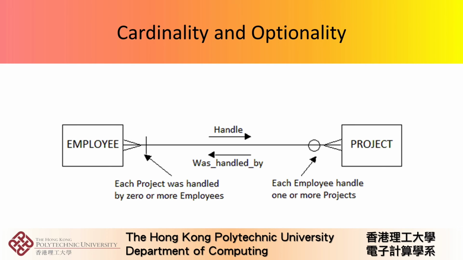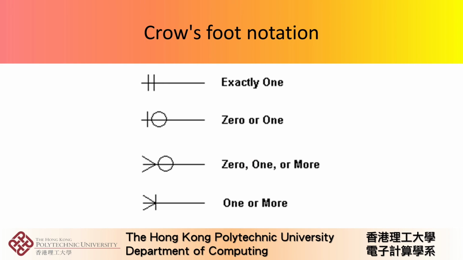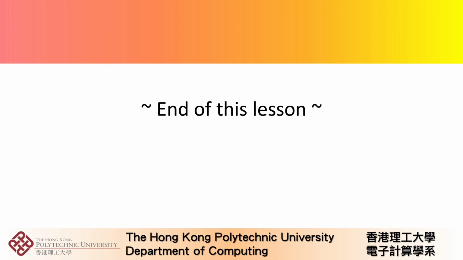This notation means that each employee handles zero or more projects. And this notation means that each project is handled by one or more employees. There are these four different cases for you to draw the ER diagram. That's the end of the lesson.